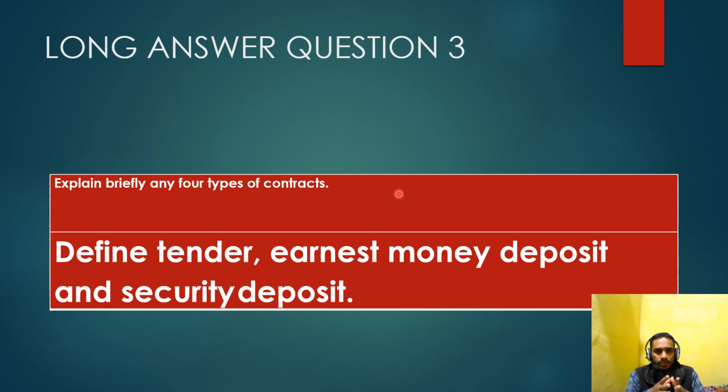When it comes to the second part, which is defining tender, earnest money deposit, and security deposit, please give the appropriate definition. Please stick to the wordings which I have dictated in the class. Please make sure you use the appropriate language there. Don't try to use your own words when it comes to definitions, because the meaning gets completely different if you are using your own language. So when it comes to definitions, please make sure you stick to the standard textbook definition.